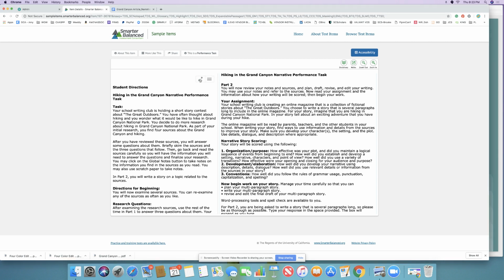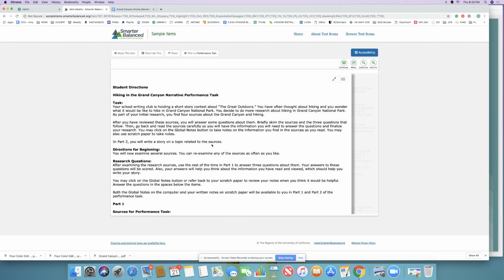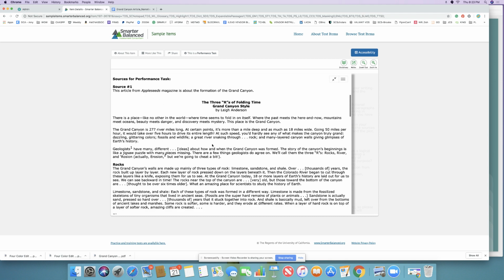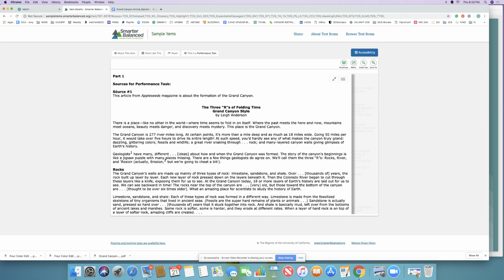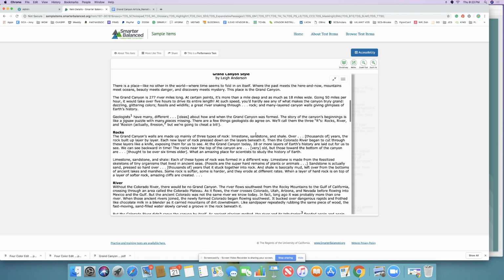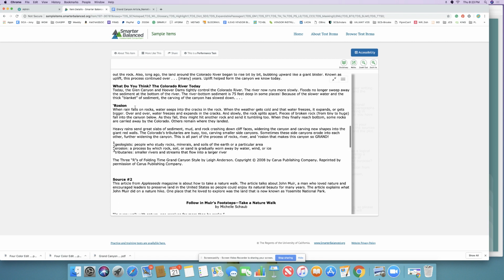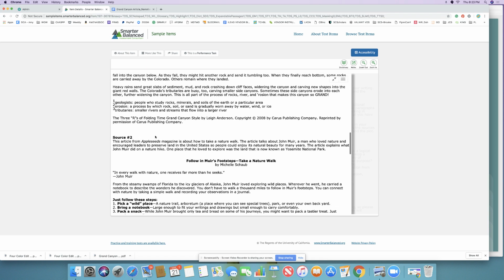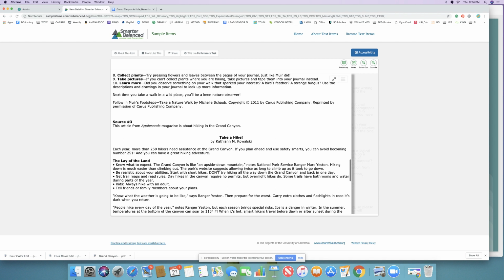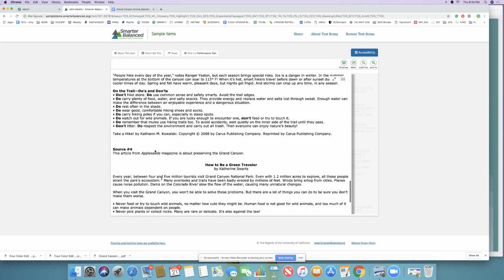And if you click on this and expand it like so, then it's a little easier to read. And you'll actually see, here's source number 1. The 3 R's of folding time, Grand Canyon style. And here they are, the 3 R's: rocks, river, and erosion. Then you have source 2 and source 3 and source 4.